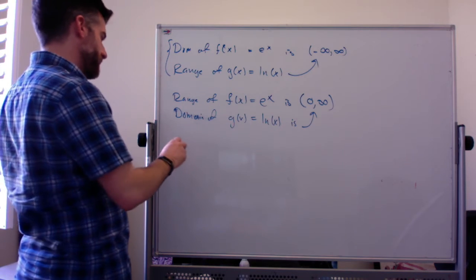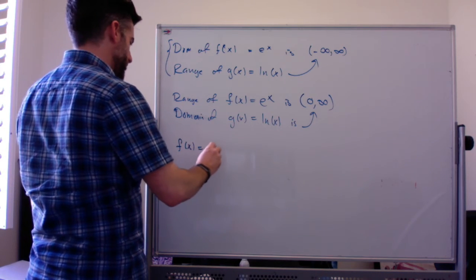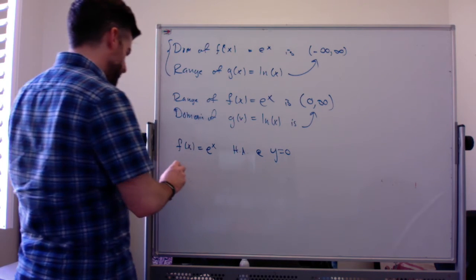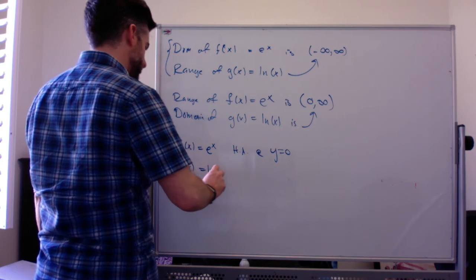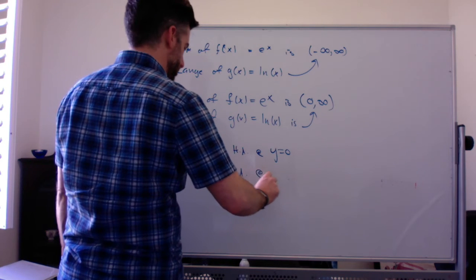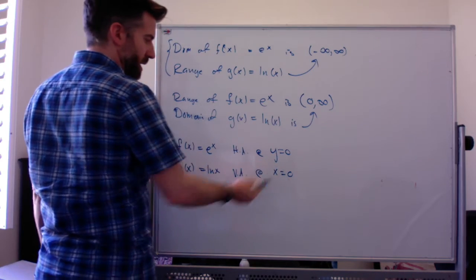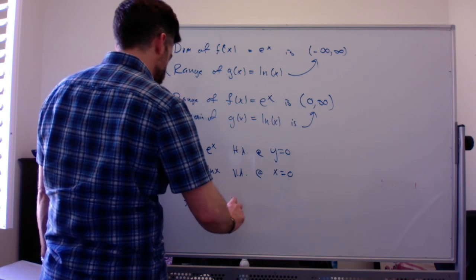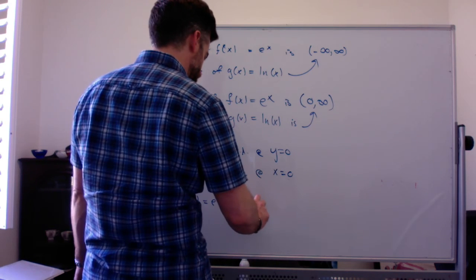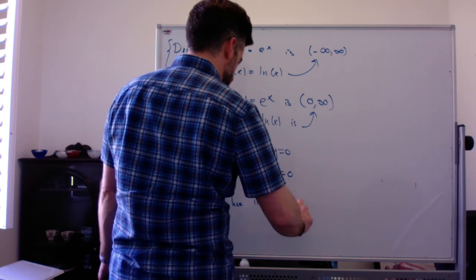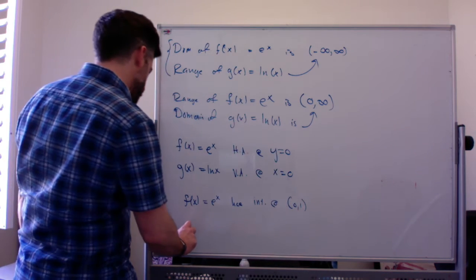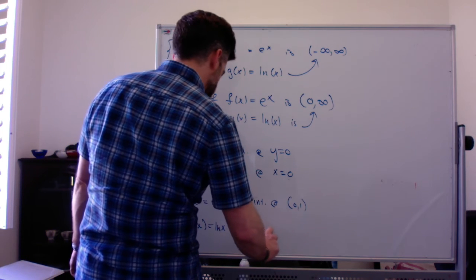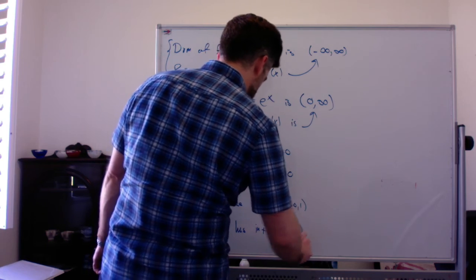A couple other things. F of x equal to e to the x has a horizontal asymptote at y equal to 0. G of x equal to the natural log of x has a vertical asymptote at x equal to 0. Look, I just switched y with x and I got x equal to 0. F of x equal to e to the x has an intercept at 0, 1, because e to the 0 is equal to 1. G of x equal to the natural log of x has an intercept at 1, 0.